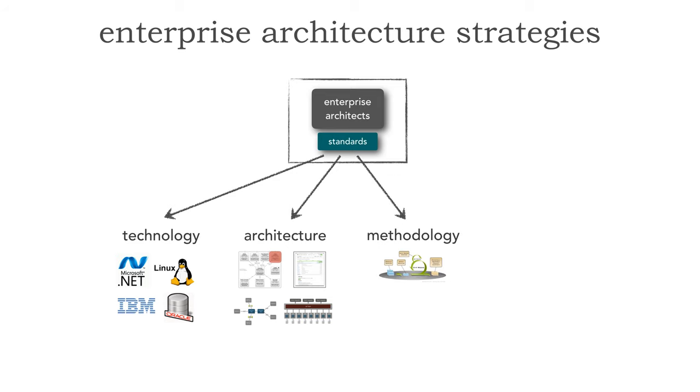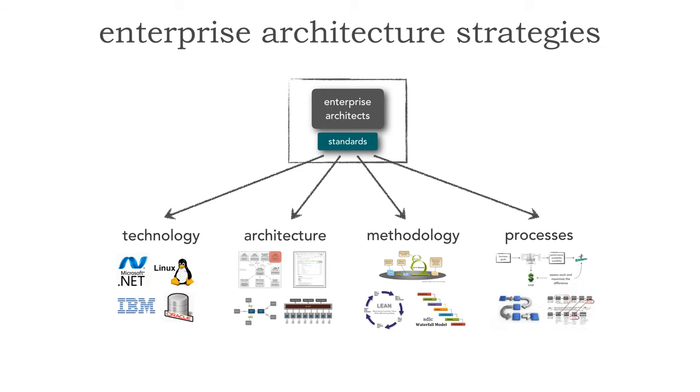The third kind of standard which might be defined by enterprise architects are the methodology standards, whether it's lean or some sort of SDLC or even an agile kind of methodology. And within these methodologies, what are the variances within those? And finally, the process kind of standards, the way we develop software, the way we release software, and those kinds of processes and, again, documentation and what's necessary, what's not.